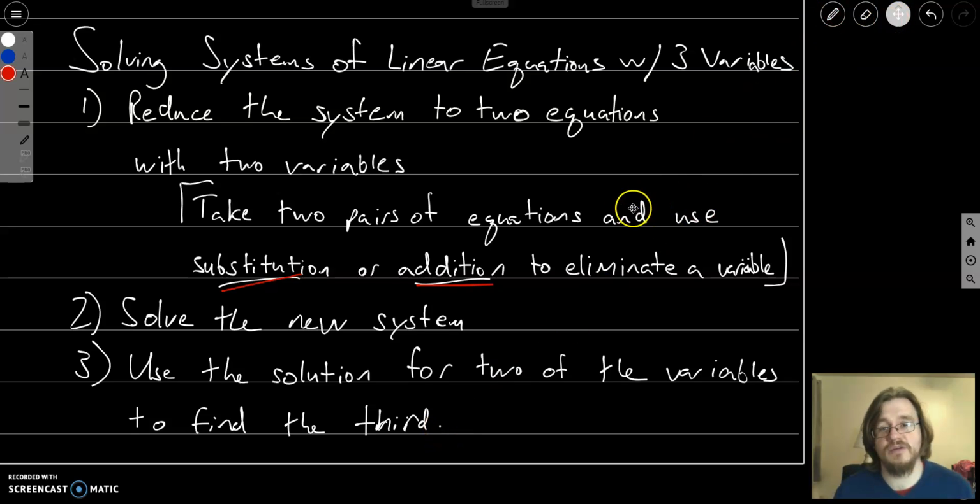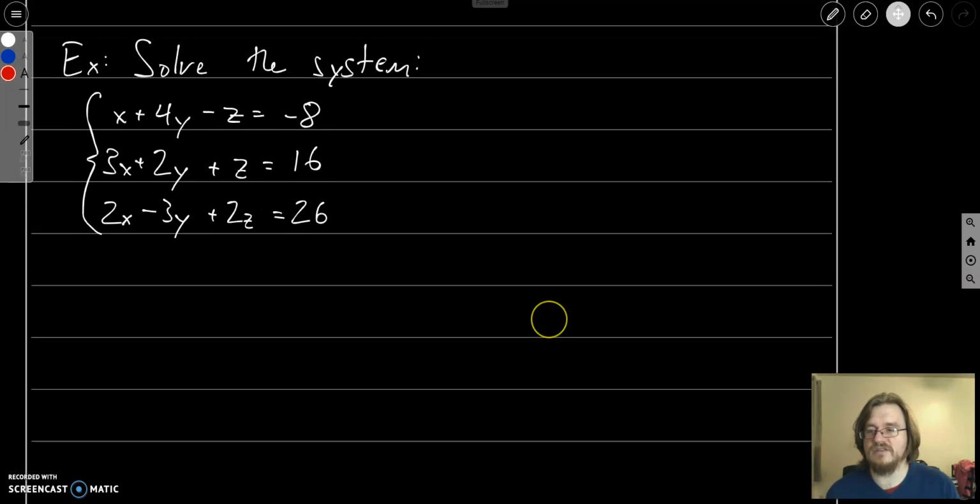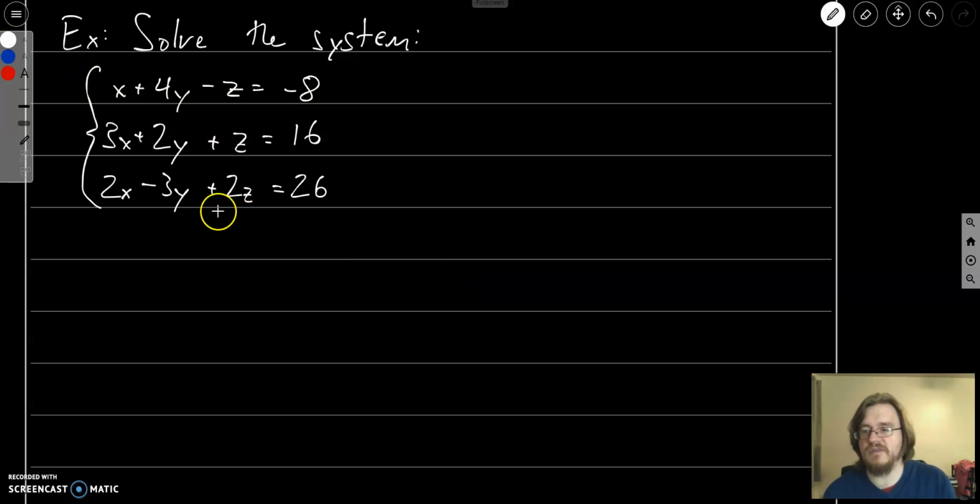So let's go through an example. This will be a lot easier to see with an example. So we have the following system of equations. x plus 4y minus z is equal to -8, 3x plus 2y plus z is equal to 16, and 2x minus 3y plus 2z is equal to 26. So here we can see that we have three equations with three unknowns, but when we look at the top two equations, we can eliminate that z really easily. If we were to add the top two equations together, we have a negative z and a positive z, which would mean that these guys will cancel.